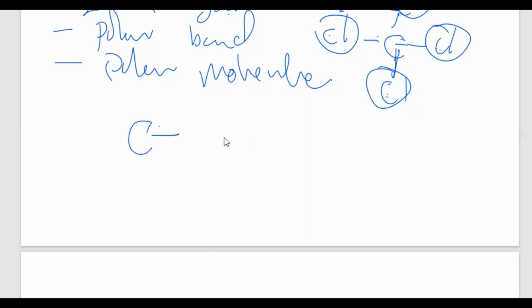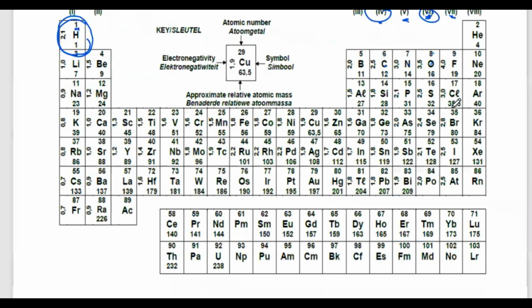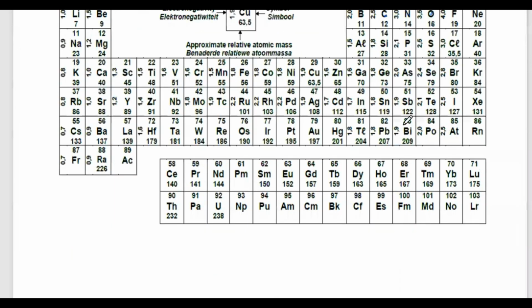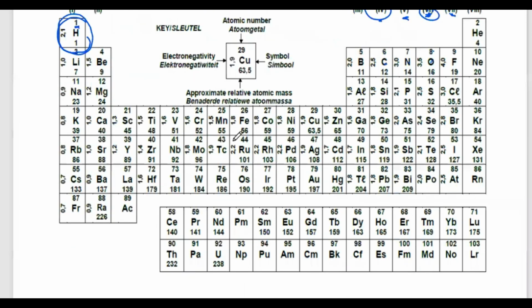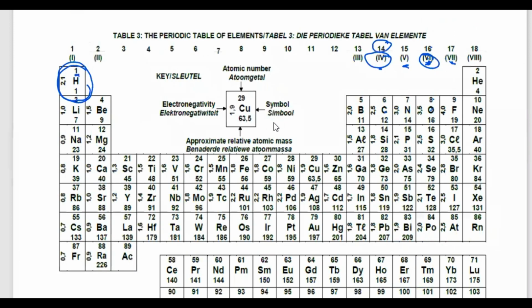For example, I gave you a chloride, so they're supposed to be shared equally. But because now this one has a higher value, let me show you. How do I get this figure? You check on the periodic table. Here they say that this is electronegativity. If you look at chlorine, the electronegativity of chlorine is 3. The electronegativity of carbon is 2.5.